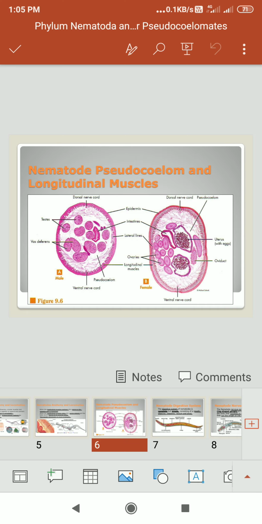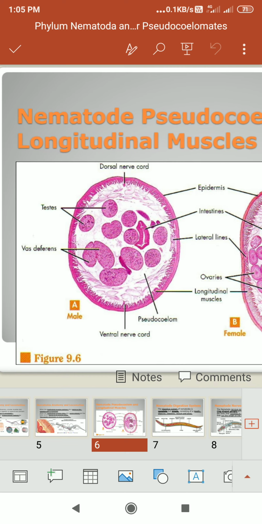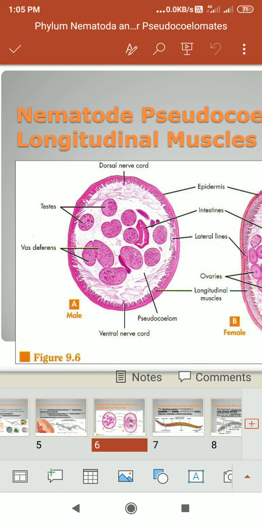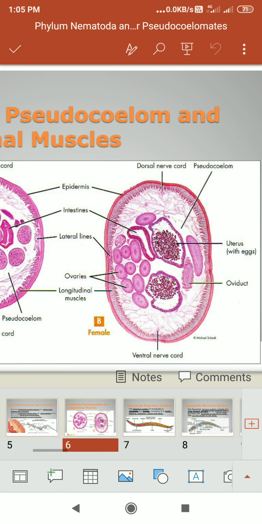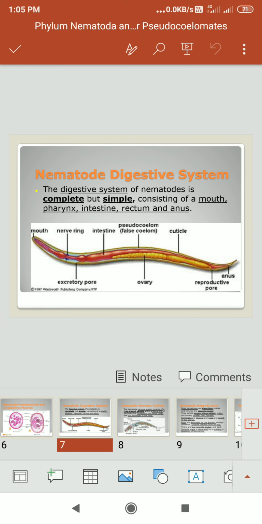Then the pseudocoelom and longitudinal muscles, how they look in structure. The dorsal nerve cord, testes, vast difference. You can observe under the microscope the anatomy of the animals: the dorsal nerve cord, pseudocoelom, dermis, epidermis, intestines, lateral lines, ovaries, oviduct, and the ventral nerve cord are also present. The nematode digestive system is complete but simple, consisting of a mouth, pharynx, intestine, rectum, and anus.